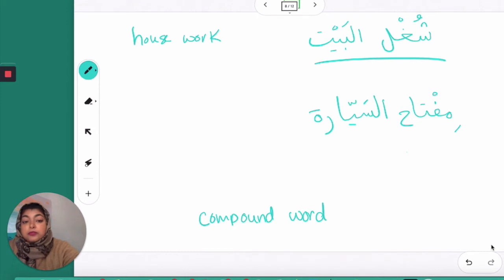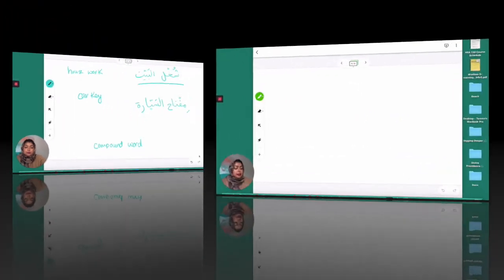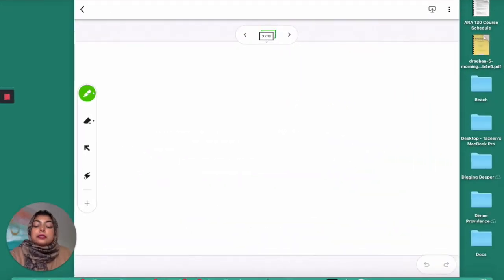Same thing here. مفتاح يعني key. السيارة. Key of the car, but in English we say car key. So we can have compound words that are examples of إضافة. Okay, so now that we have talked about الإضافة يعني possessive phrases, right?